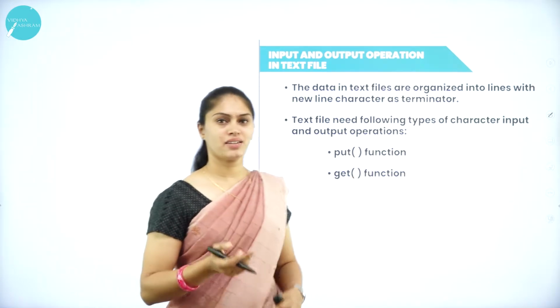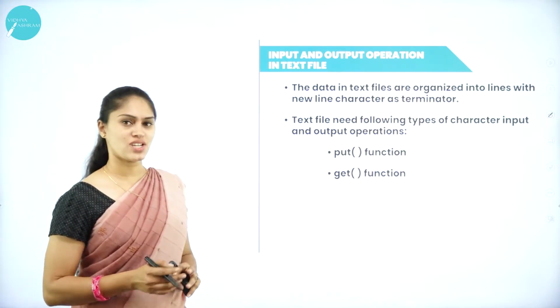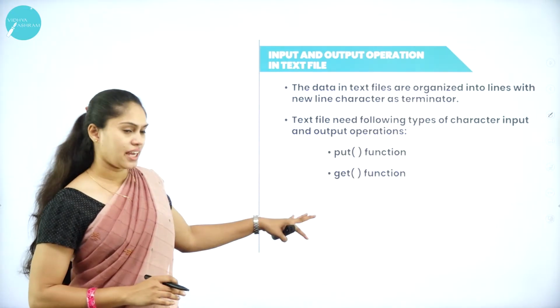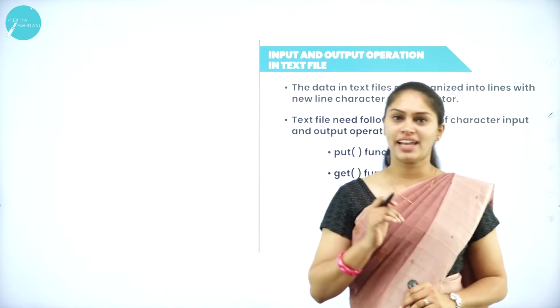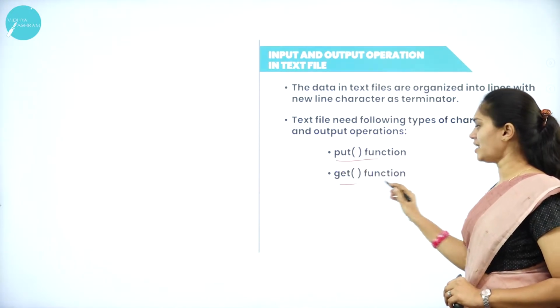Then how can I perform input and output operations in a text file? Here we have two functions. What are the two functions related to a text file? I have the put function and the get function.